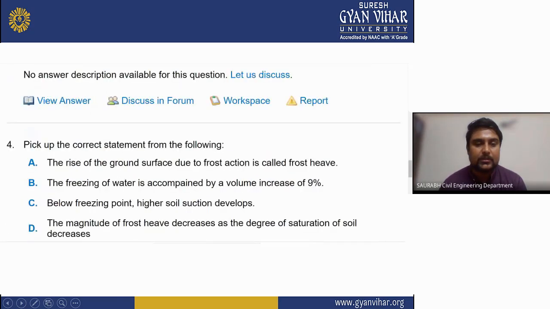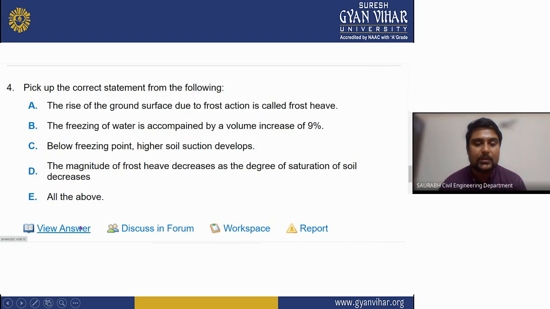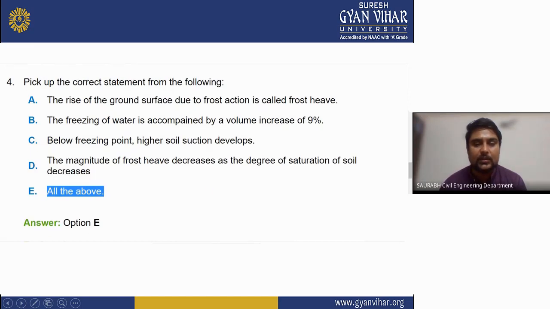Come on the fourth question. Pick up the correct sentence from the following. The rise of ground surface due to the frost action is called frost heave. The freezing of water is accompanied by a volume increase of 9%; below the freezing point, higher soil suctions develop. The magnitude of frost heave decreases as the degree of saturation of soil decreases. All of the above. Here the right answer will be all of the above, means all the sentences which are given here are correct.